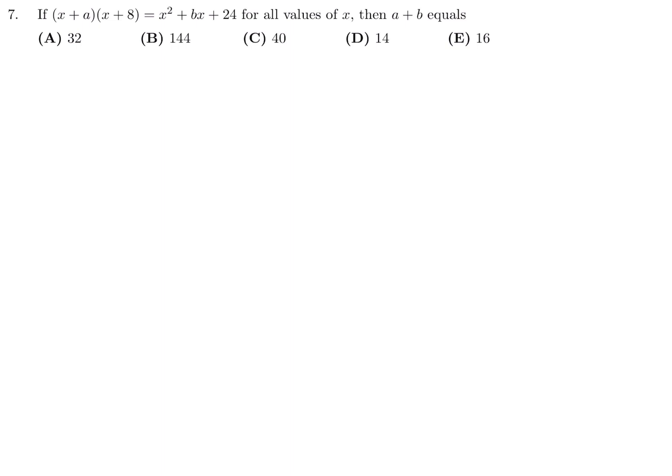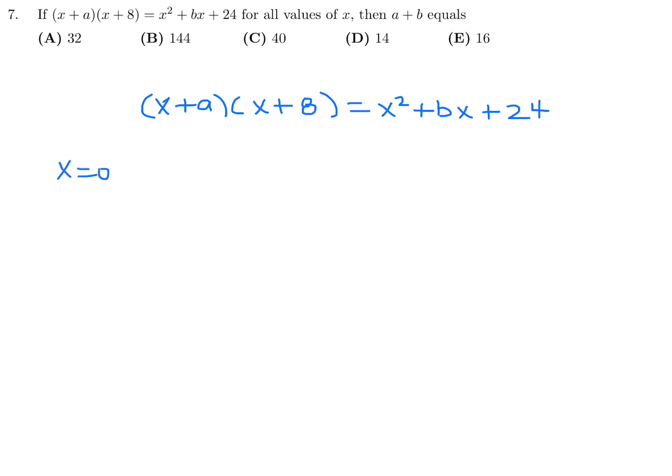x plus a times x plus 8 is equal to x squared plus bx plus 24 for all values of x. Then a plus b is equal to. Well, if it's true for all values, we can just substitute 2 values, and that would be sufficient for us to solve for a and b. So let's use simple ones, 0 and 1. Plugging in 0, we get a times 8 is equal to 24, and that pretty much gives me that a is 3. There we go.